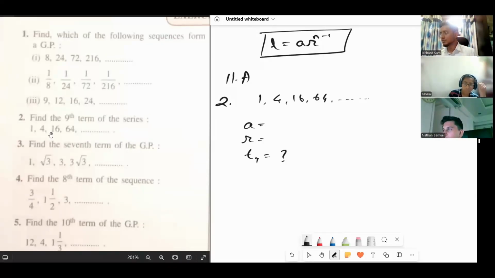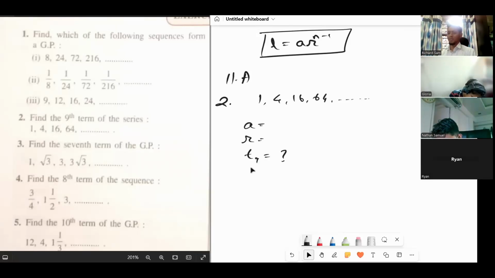I don't understand what is the n. N is the number of the term. So here the 9th term means T9. We have to find T9. So in the formula, AR raised to n minus 1, what will the n be? To find n, we have to find T. T is not N. T is the term, N is the number of the term.